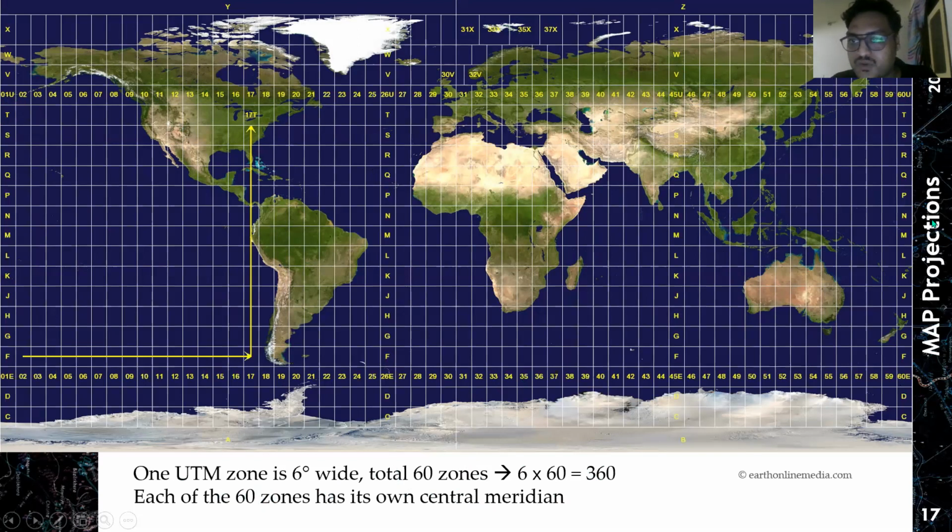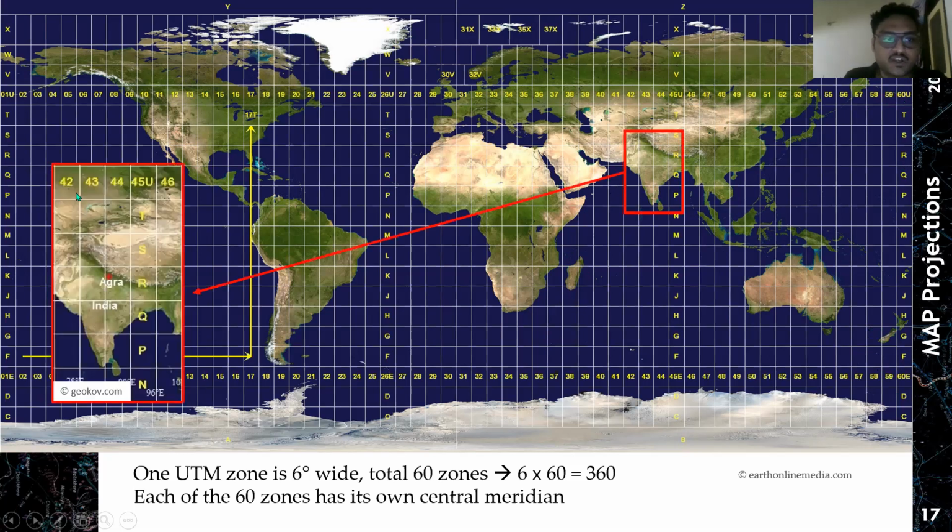Along the parallels, these zones are defined with alphabets. So it's numbers along the latitudes, and alphabets along the meridian. For India, if you were to look into this, India is covered by 4 zones along the latitudes, 42 to 46. And in the case of the meridian, it is covered by alphabets from S to P, P to S.